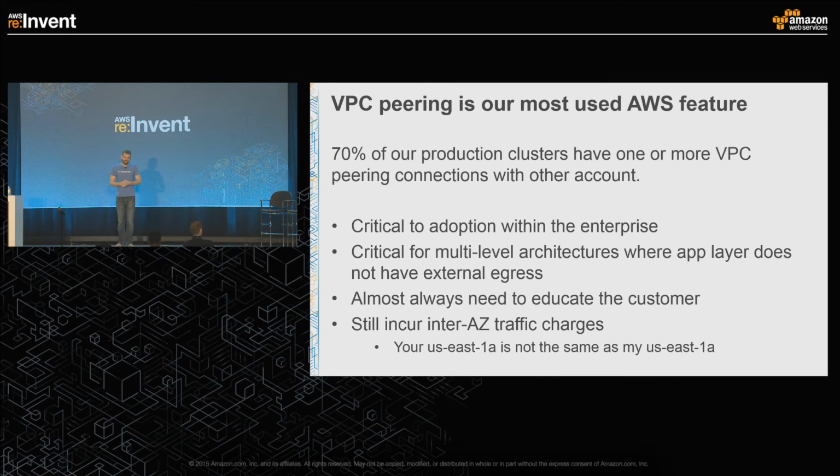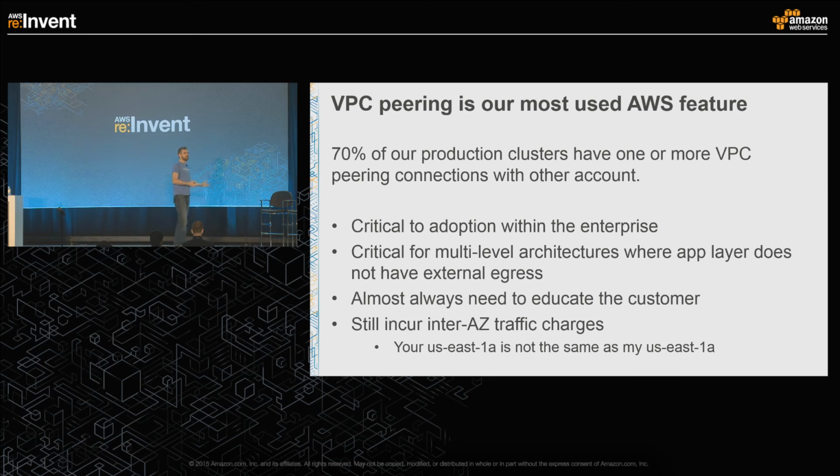So VPC peering is our most used AWS feature, other than EC2 instances, which we run everything on, and VPCs. 70% of our production clusters have one or more VPC peering connections with another account, and it has been absolutely critical to adoption within the enterprise. It's also critical for multi-level architectures where the app layer does not have external egress, so it can't talk to the internet.